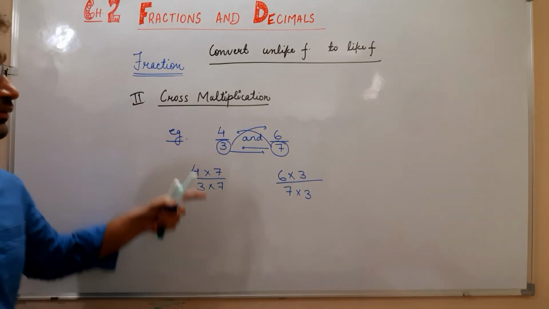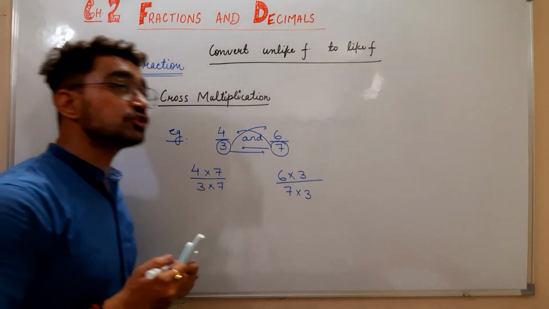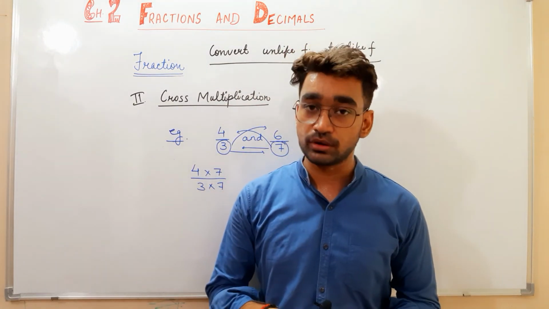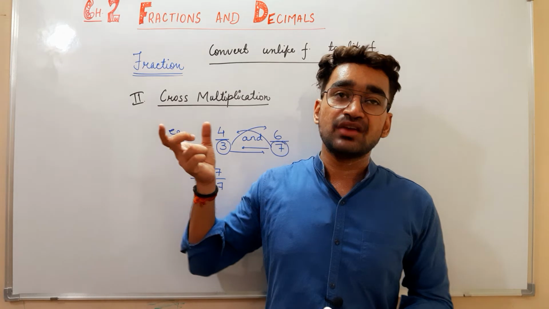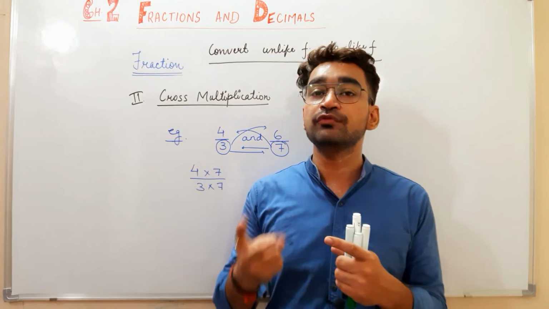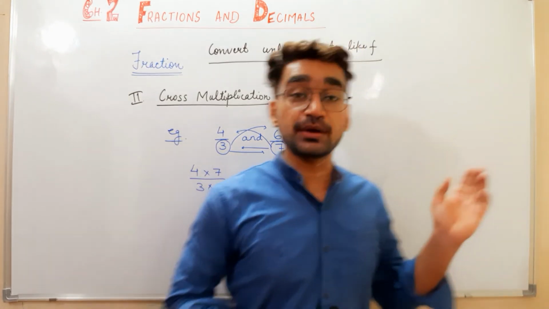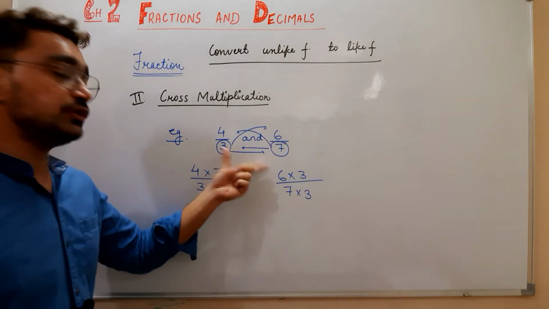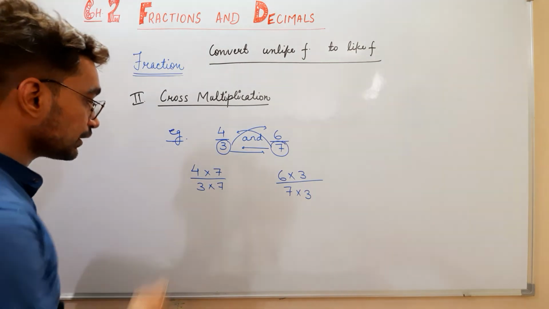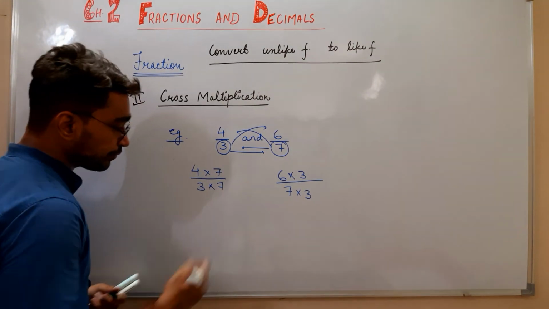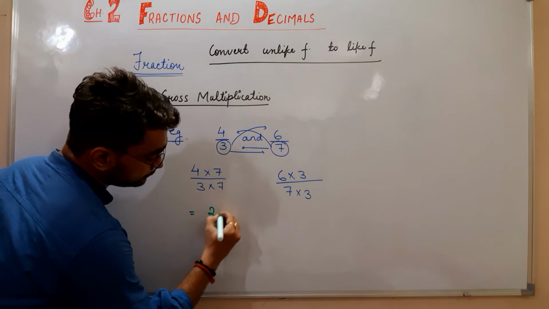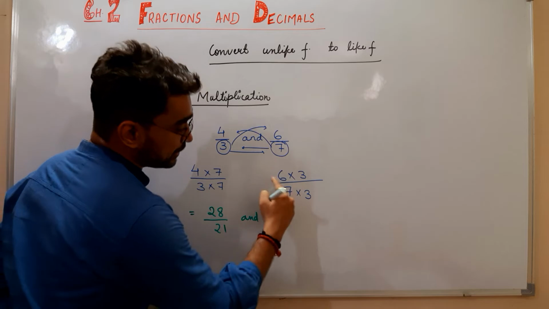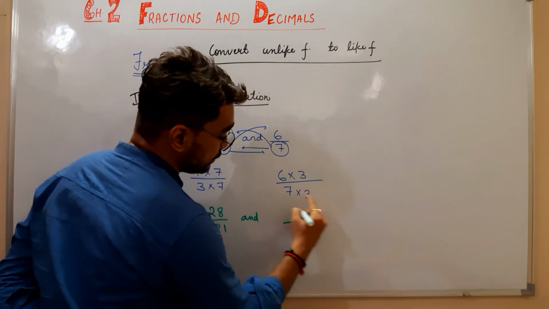Actually this cross multiplication method is mostly used to find out which fraction is bigger or which fraction is smaller, because this cross multiplication is usually applicable only to two fractions. If you have more than two fractions, better to use the LCM method, that will be much easier. If you have two fractions, then you can use this method, it's also easy. Now 7 4s are 28, 7 3s are 21, and 6 3s are 18, 7 3s are 21.